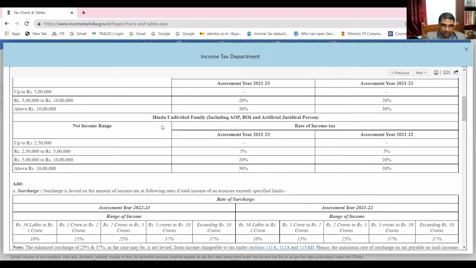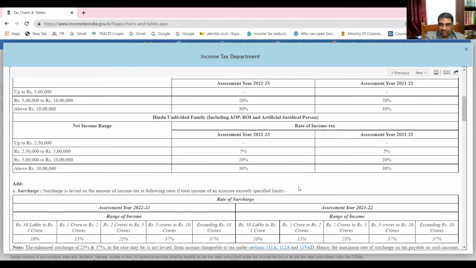And the same rate, which is applicable for an individual or HUF, is also applicable to AOP, BOI, and AJP. Is it clear to you? Now you see, so many types of assessees we have covered: individuals, HUF, AOP, BOI, AJP. What is the tax rate for a company? We have not covered that. We'll be covering it in due course.